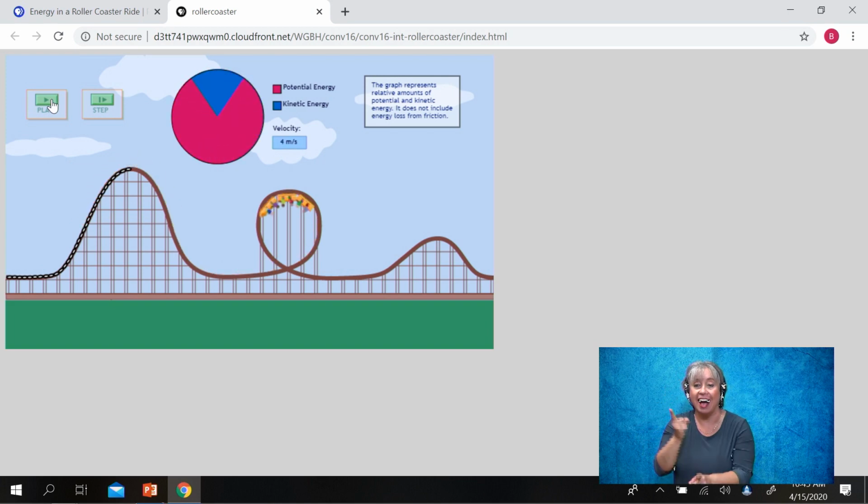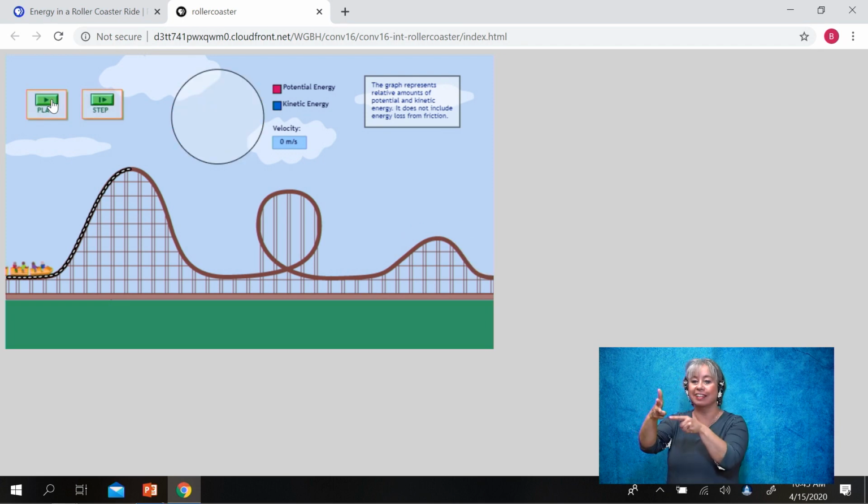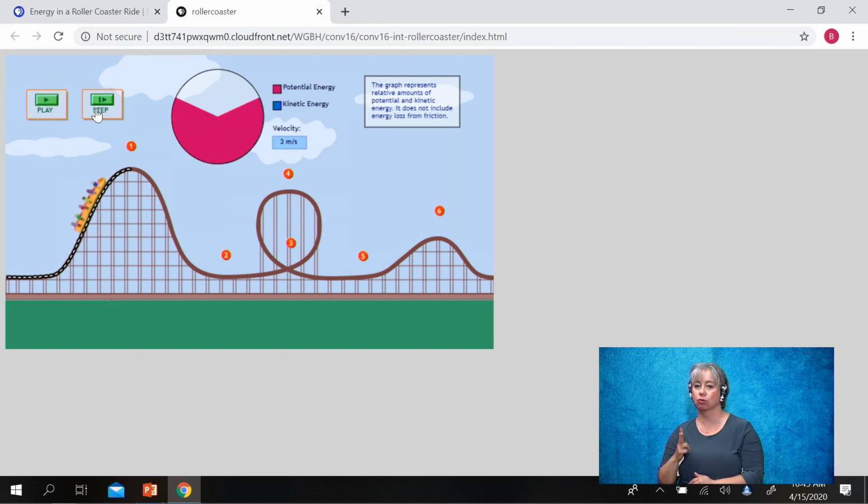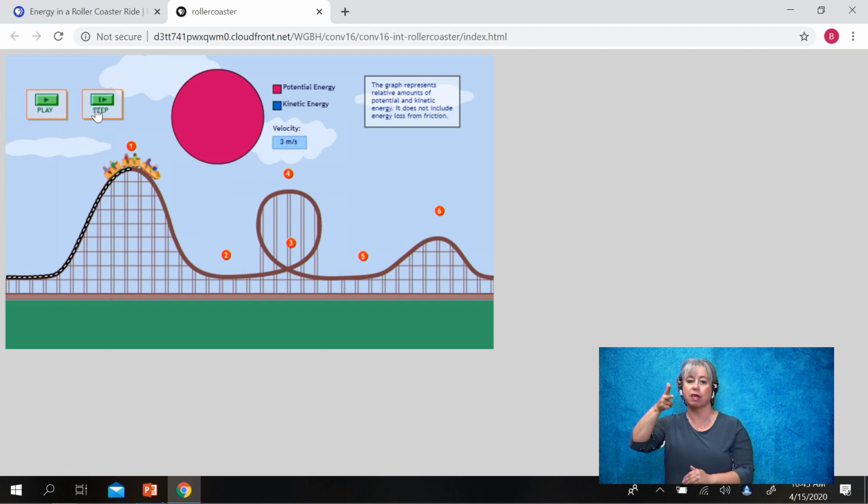Oh, there we go. At the top of the hill, we had a full red circle that showed that it's potential energy. In case you missed it, I'll do it step by step. So here we have the roller coaster going to the top of the hill, and just before we take all of that potential energy and spend it into kinetic energy, our circle is all red.